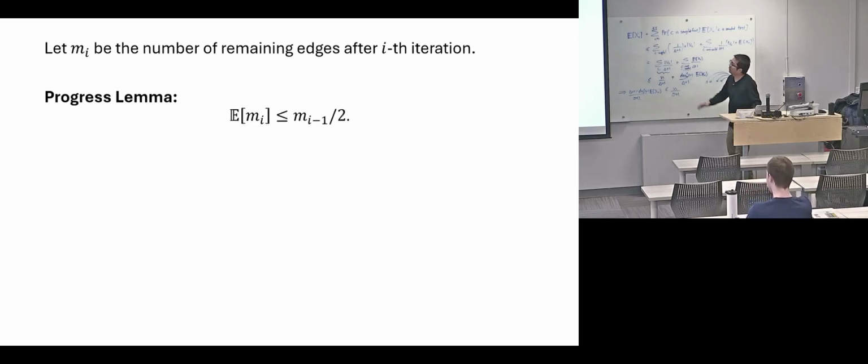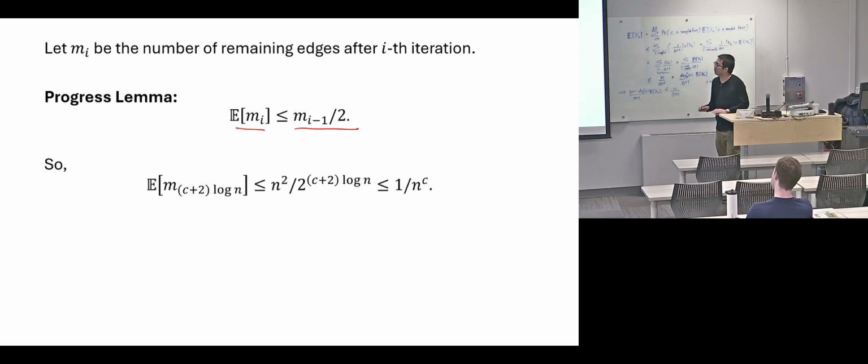Okay, so now how do we analyze that there are not too many rounds? What we're going to do is, let's say that m_i is the number of remaining edges after the ith repeat loop. And I claim that on each round, in expectation, the number of edges is cut in half. In expectation, m_i is at most m_{i-1} over 2. And once we have this, we are kind of done easily.